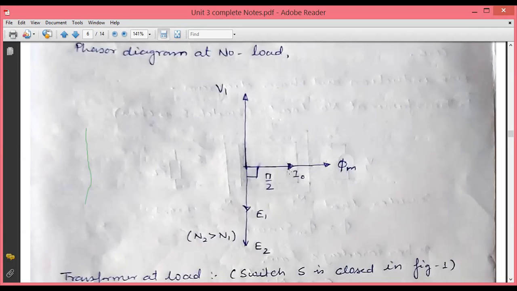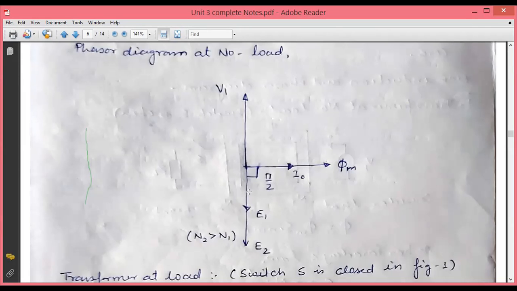current. So this is the no load current which is established in the primary winding, and this causes the production of flux, and this flux causes the two EMFs. One is the primary induced EMF and the other is the secondary induced EMF, and both EMFs are lagging behind this flux by pi by 2, as you can see from the expression. So that is shown in the diagram.